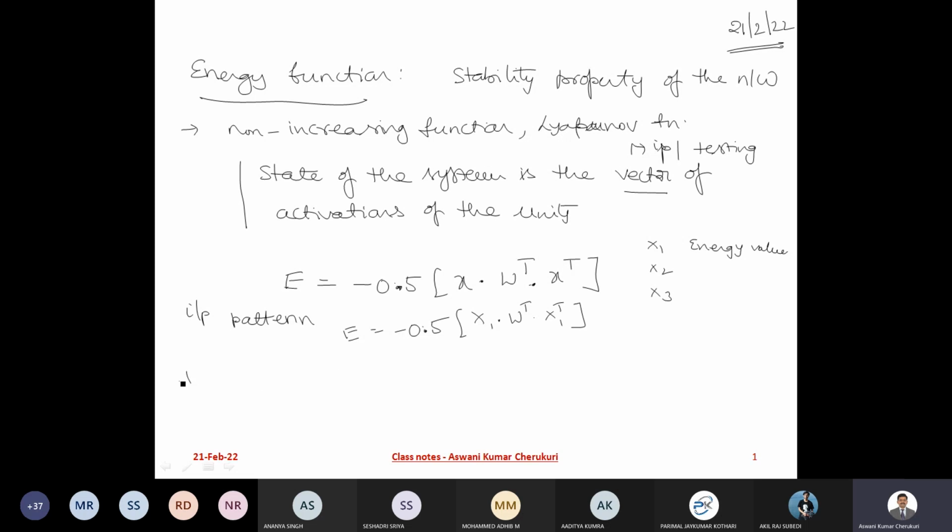Now we have test patterns. When you give x1, obviously the corresponding energy value would be equal to the energy value of x1. But imagine you give a noisy x1, or a partial x1, and you allow the network to iterate. This is where you can see the energy values decrease and get stabilized.